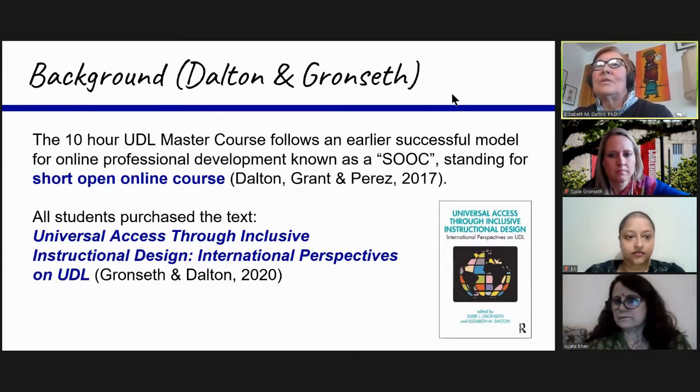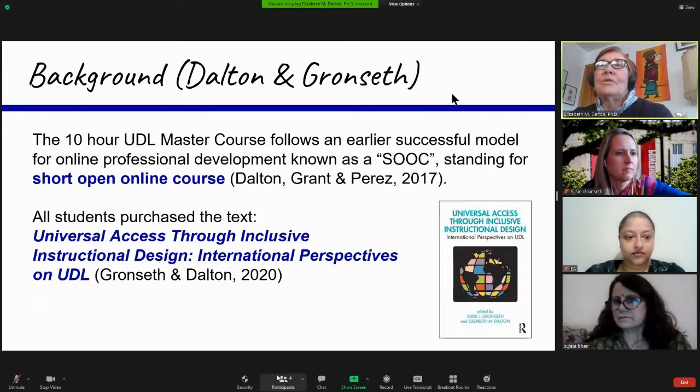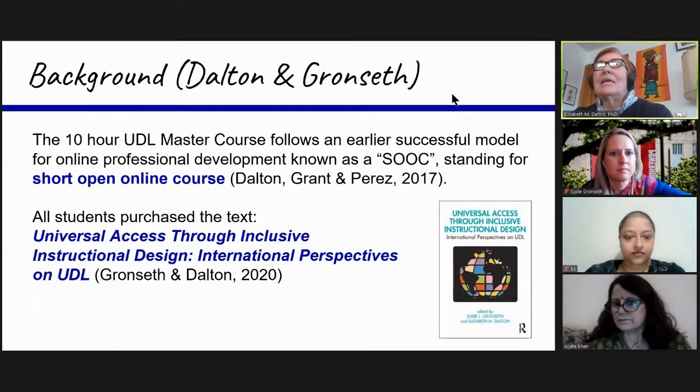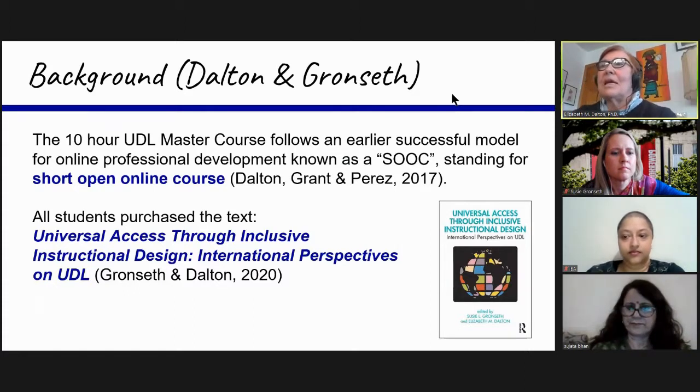So all of the students were required to purchase that text. Then we were able to depend on giving them readings through the text and then use that background for some of the activities. And then they also have a resource when the class is over.